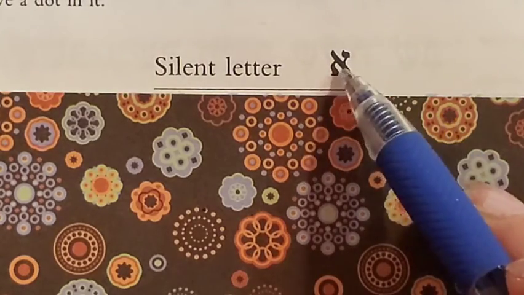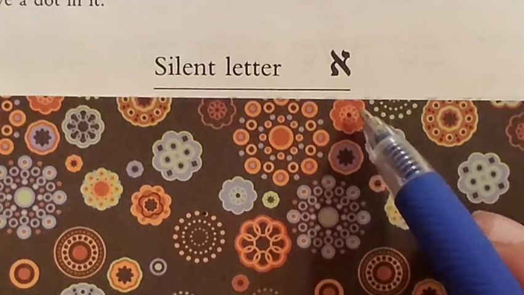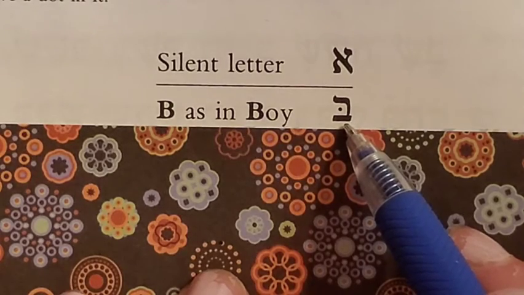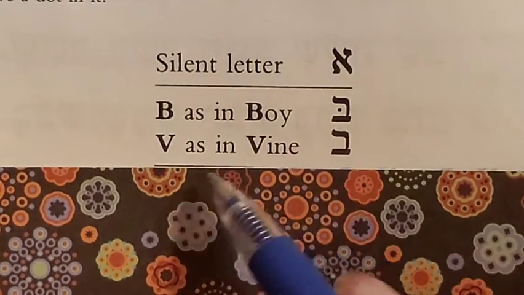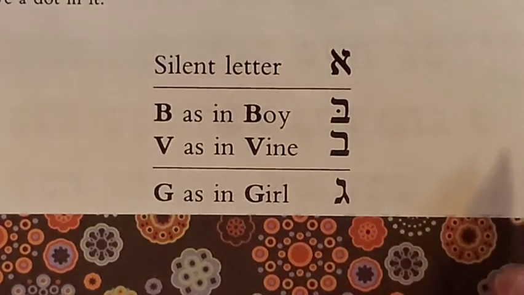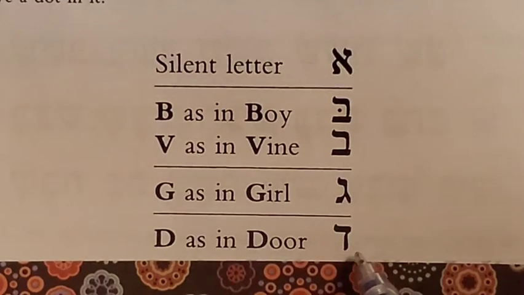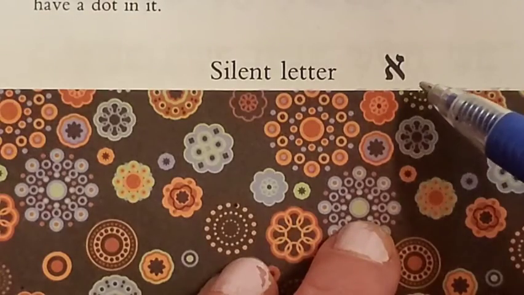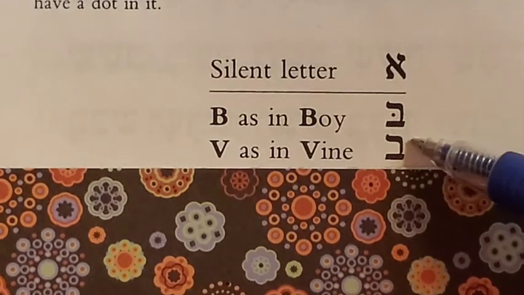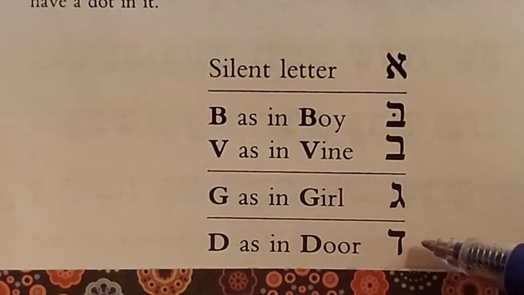Okay, that's the Aleph. It doesn't make any sound by itself unless it has a vowel underneath here, so nothing. We've learned B, the letter Bet, V, the letter Vet, and then G, Gimel, and D. Again, that's no sound. B, V, G, D.